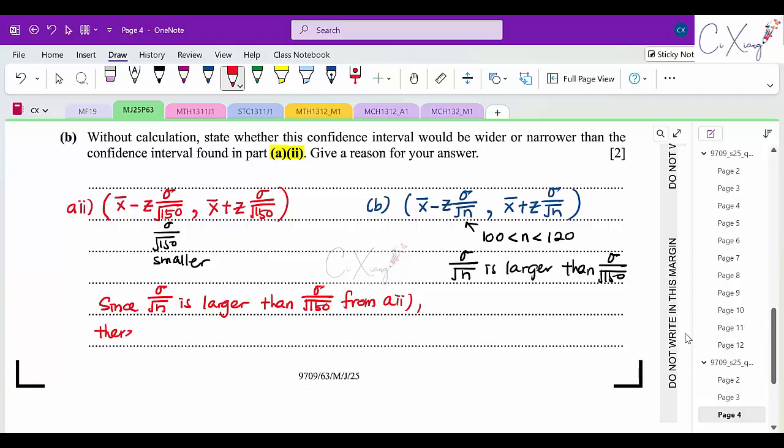Therefore, the confidence interval in part B is wider compared with the confidence interval from part A2. So this part B1, the confidence interval will be wider because when you take sigma divided by a smaller n, basically you will get a larger value than this one. Okay, therefore the interval is a wider interval. All right, so this is how we solve this question.